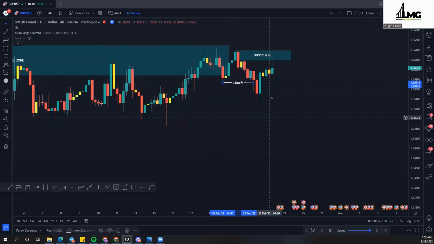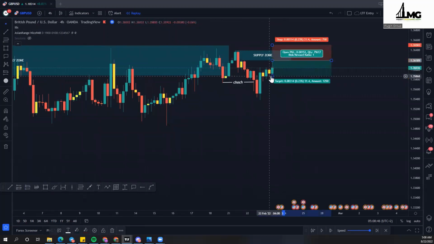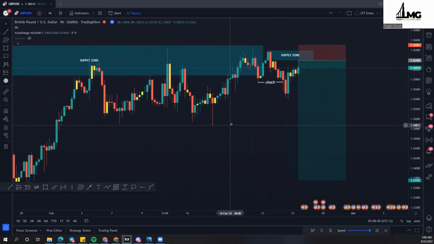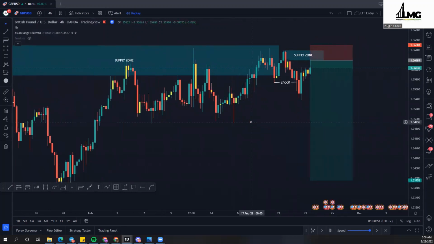And then price mitigates the imbalances that it leaves up here, right? And touches our block. So obviously this is going to be my entry point. I'm going to try to enter off this zone right here. I'm going to try to short at this point, right? And then I'm also going to have to find reasons why price should head down, right?